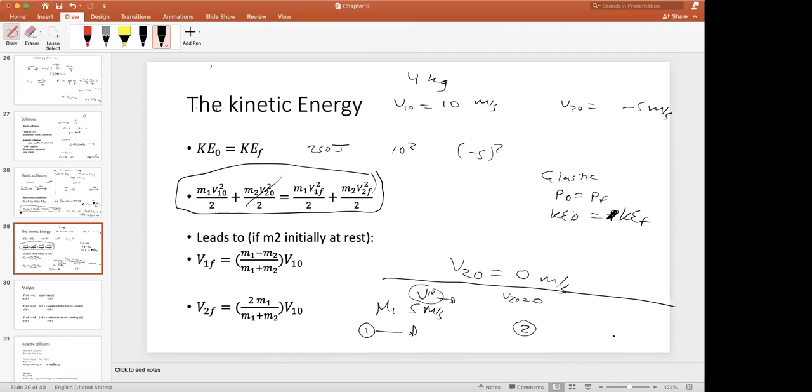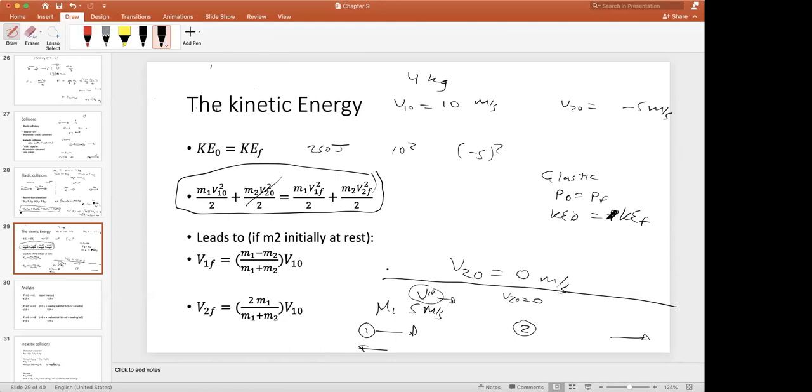This also assumes that if this number is positive, it's in the same direction as V1, right? So you could actually have it point that way, and if V1 was pointing that way, then V1 final, if it's positive, would point the same way as V1 initial. That's not a huge deal, though. You should know that already.